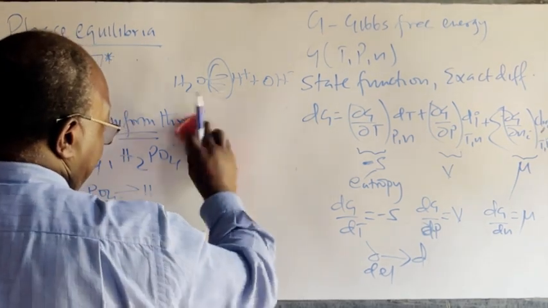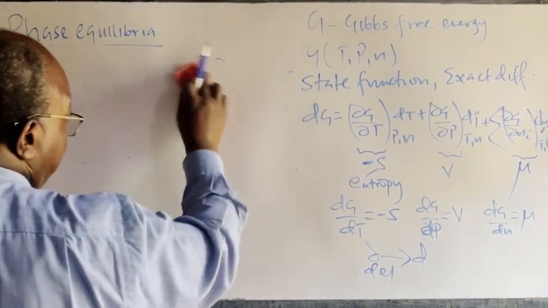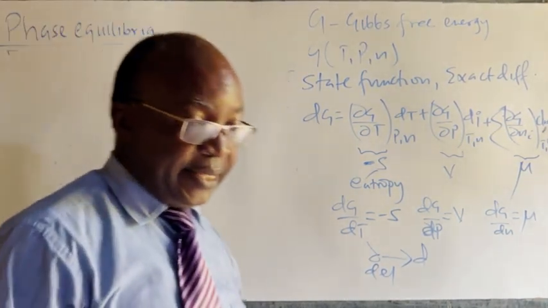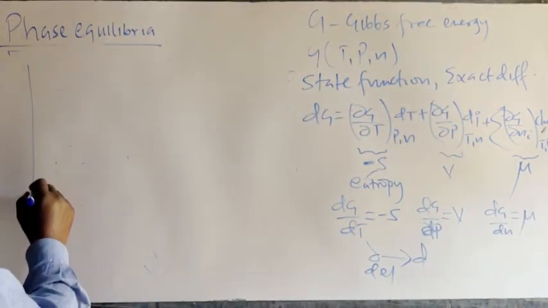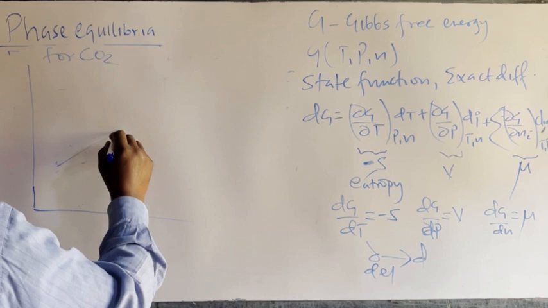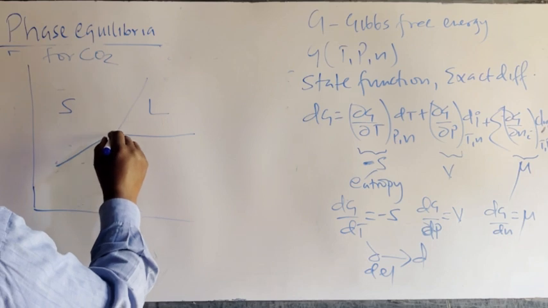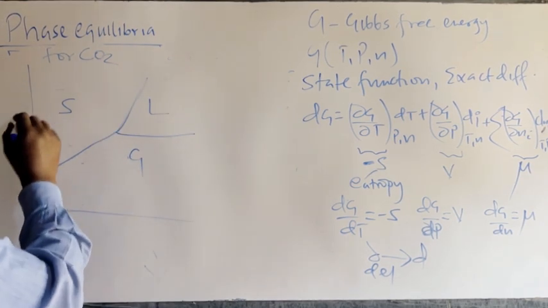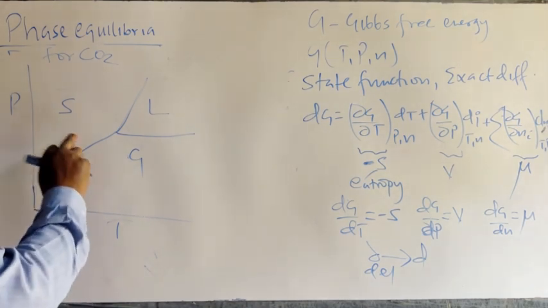Now, it is very important for us to be able to determine the profile of a pressure-temperature diagram, which is the axis on which these phases are normally illustrated. For example, that is the phase diagram for carbon dioxide. We have the solid, we have the liquid, and we have the gaseous phase. That's a pressure-temperature diagram for carbon dioxide.